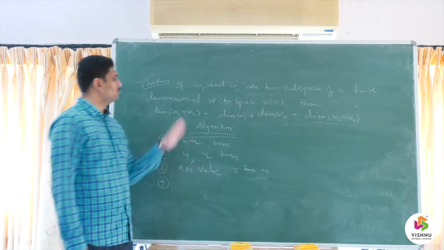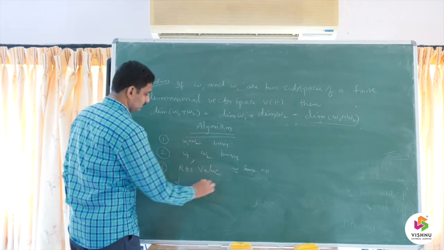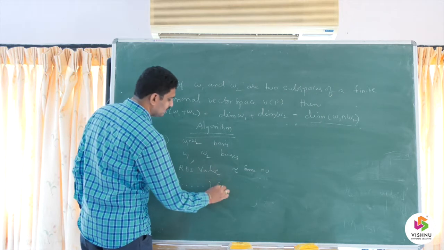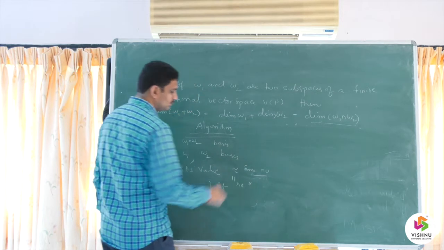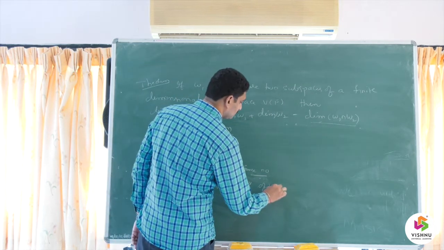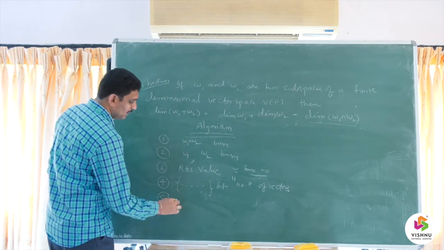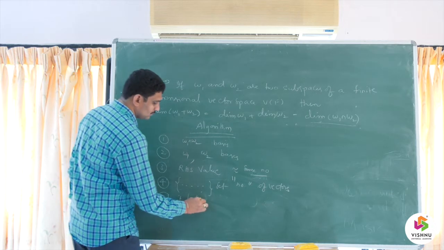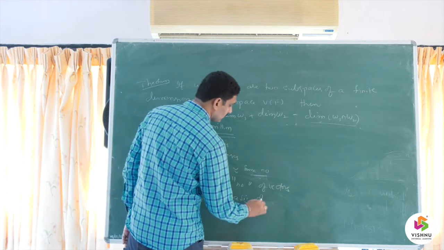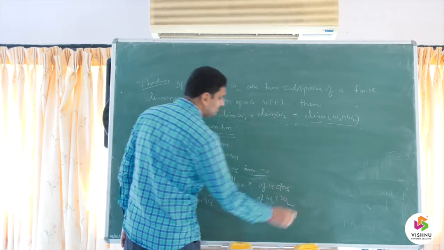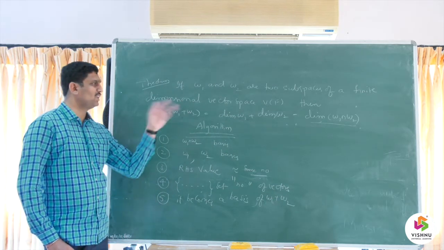Then to prove LHS is equal to RHS, I will define a set with that number of vectors. Then I prove that it becomes a basis of W1 plus W2. This is the entire procedure that I will follow in proving this theorem.